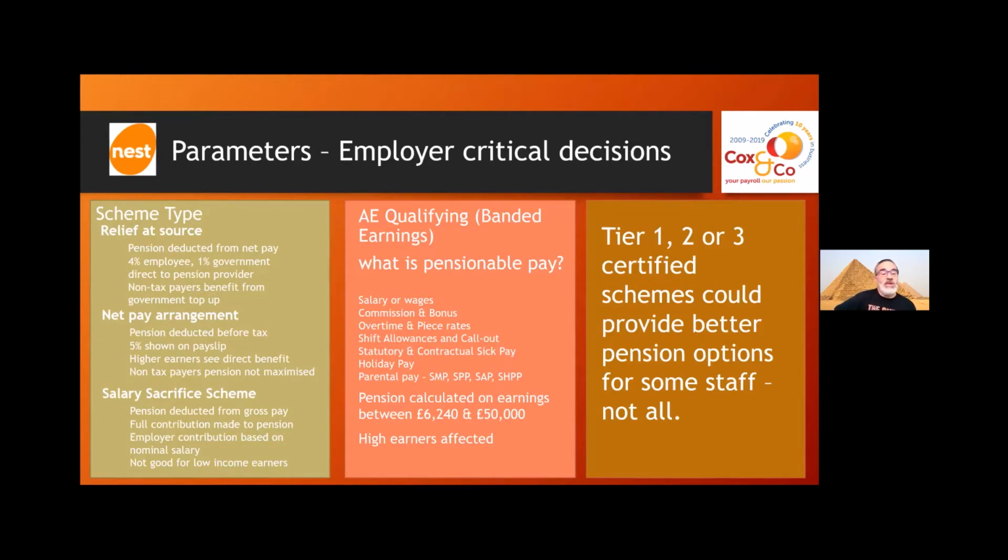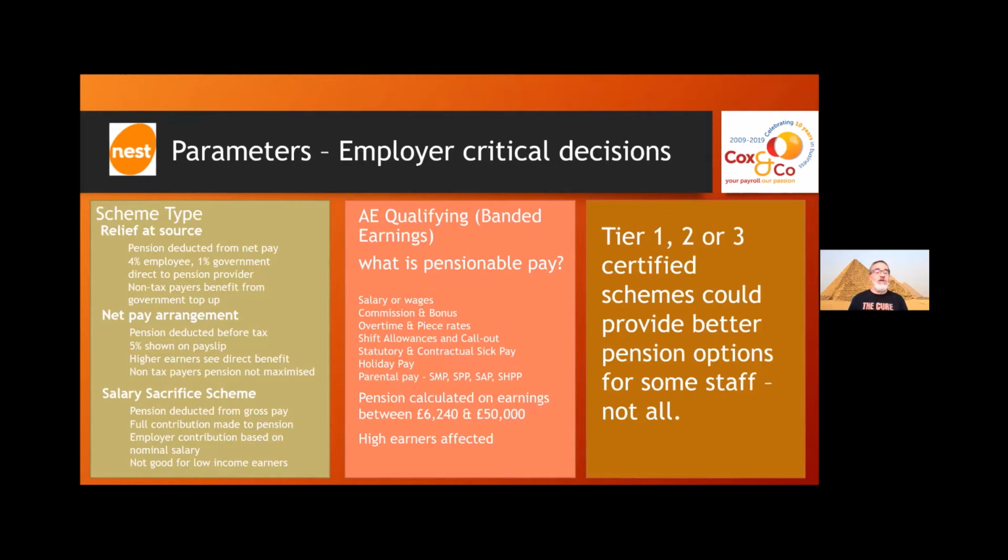The relief at source scheme is where pension is deducted from an employee's net pay, so after tax and national insurance have been deducted. And if you're contributing under the AE qualifying earnings basis, these percentages apply. If you've chosen one of the other tier 1, tier 2 or tier 3, the percentages will vary. They're designed to make sure that if you choose a different earnings basis, ultimately it comes out about the same. So you can't use one basis in preference to another to avoid contributions.